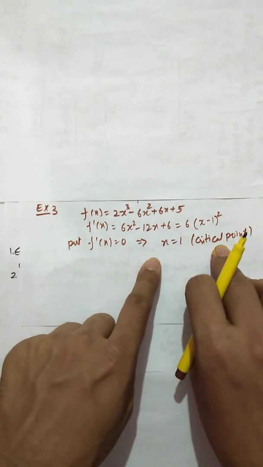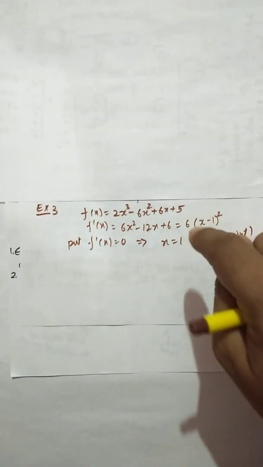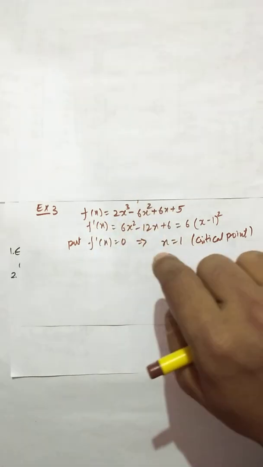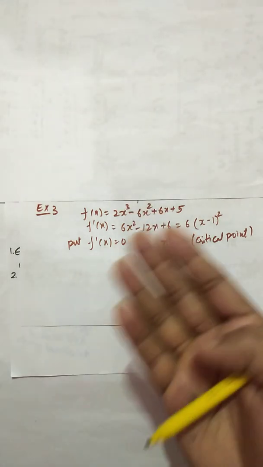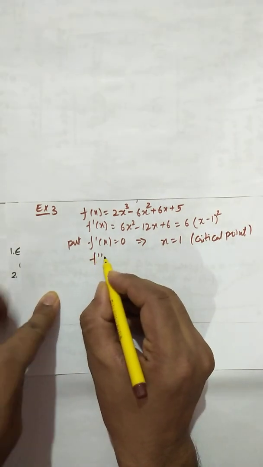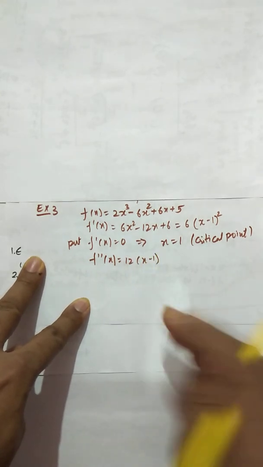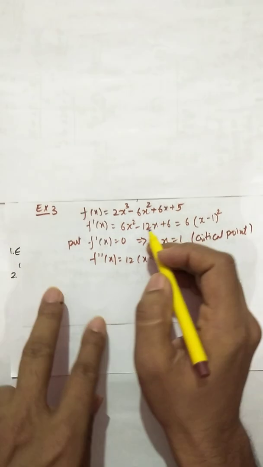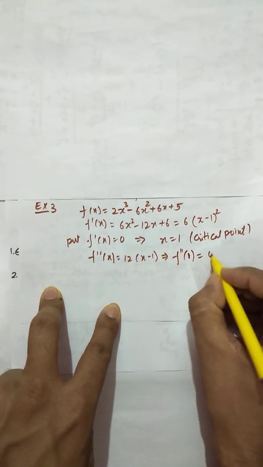It also means that if you draw this graph, it will either have a valley or a top at x equal to 1. And listen again, this function will have either a top of the hill or a valley at x equal to 1. We have to check whether it has a valley or a top. Now we differentiate again, the double derivative f double dash x. This is going to be 12 into x minus 1. So if we put x equal to 1, then you see the double derivative is going to be 0.